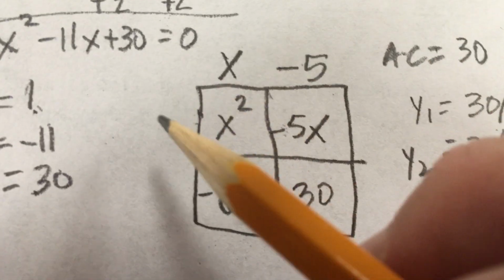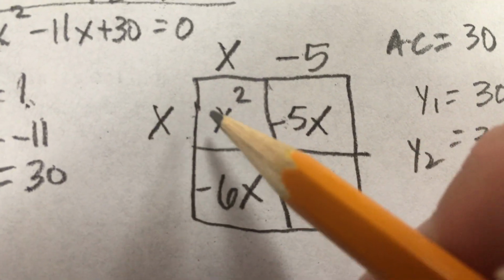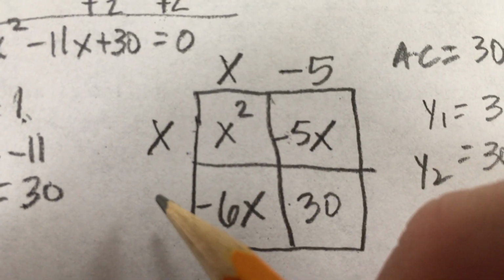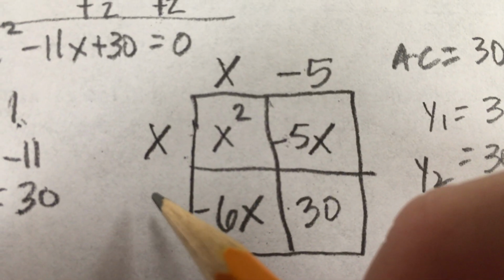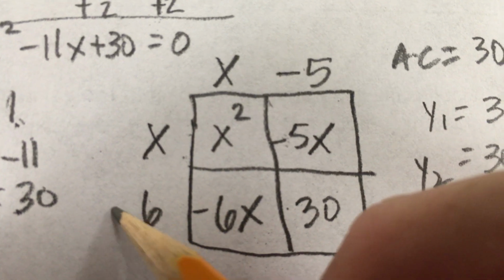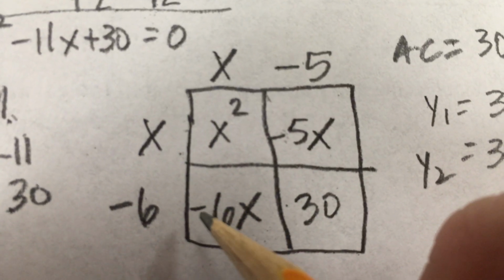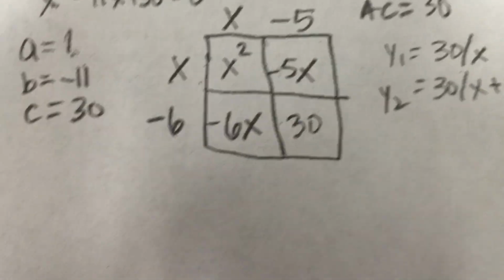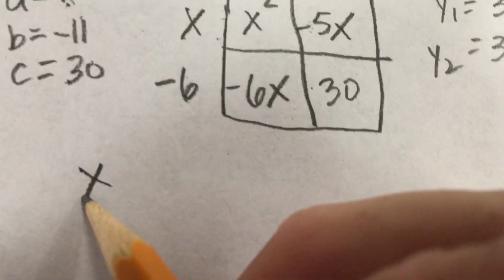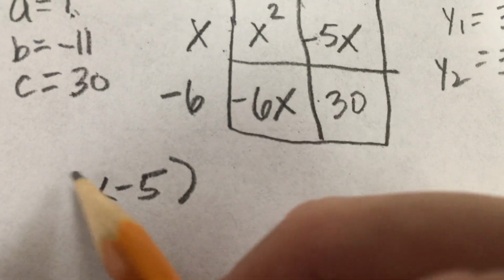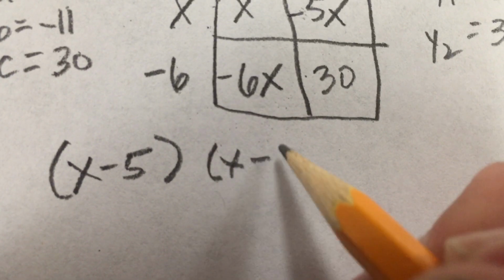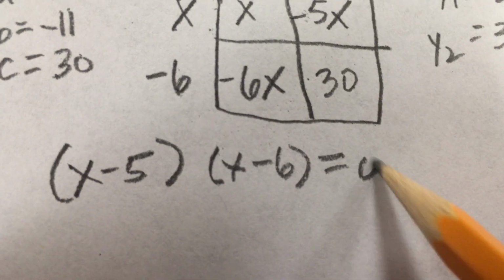For these two, I can take out an x, again, because there's no number with the x squared. On the bottom, I can take out a 6 because 6 can be divided into 6 or 30. And again, it'll be negative because this sign in front of the x is negative. So now I have my two factors. And I'm going to rewrite my equation with my two binomials: x minus 5, x minus 6, still equal to 0.